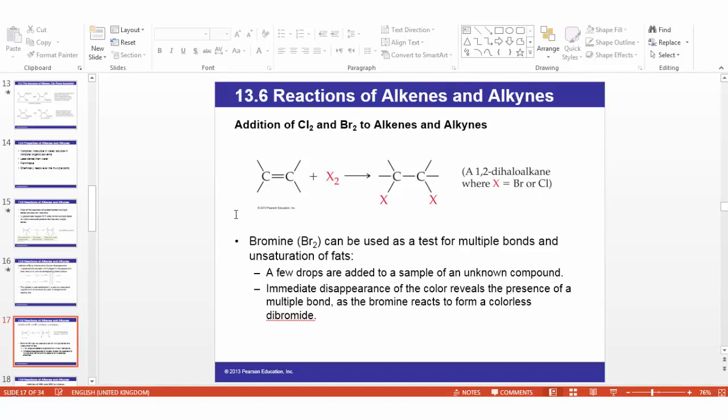So this is a chemical test to distinguish between an alkene and an alkane, for example. If you add drops of bromine to an alkene, the solution becomes colorless. But if you add it to an alkane, it remains colored. So this is a test to distinguish between them.